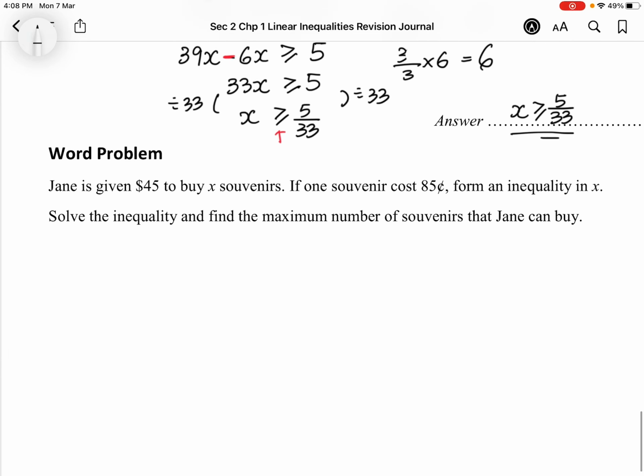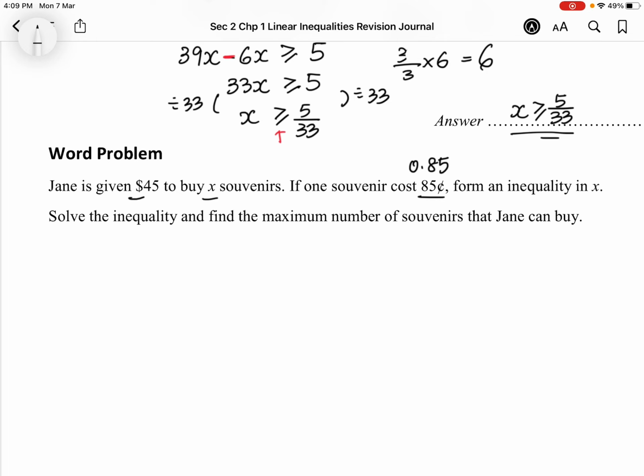Next one, word problem. Jane is given $45 to buy x souvenirs. One souvenir costs 85 cents. Form an inequality in x, solve the inequality and find the maximum number of souvenirs that Jane can buy. First things first, are the units the same? This one is $45, but that is 85 cents. So I'm going to change this to $0.85.